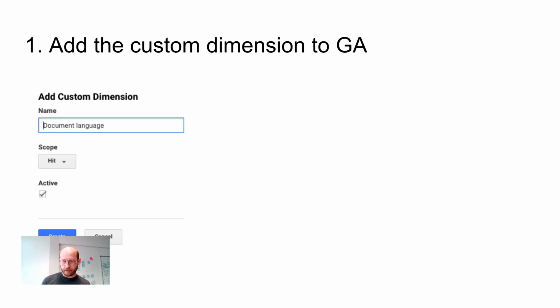They should always be hit scoped when we are tracking on-page elements, and make sure they are active. Actually, just to save time, what you could do here, just add 20 custom dimensions, give them a simple name like custom dimension 1, 2, 3, 4, and so on, and then implement whatever you want in GTM, and then you can always return to Google Analytics and change the name to be more descriptive of your real use.